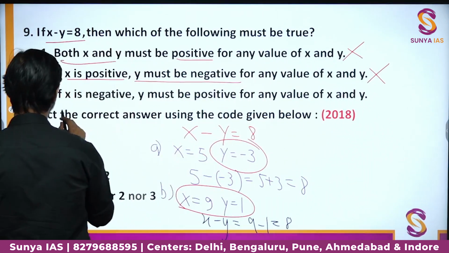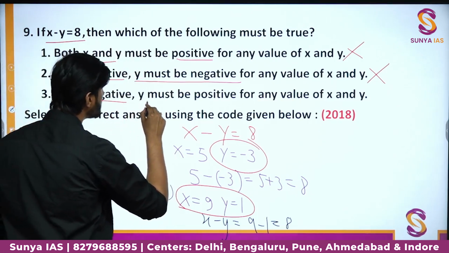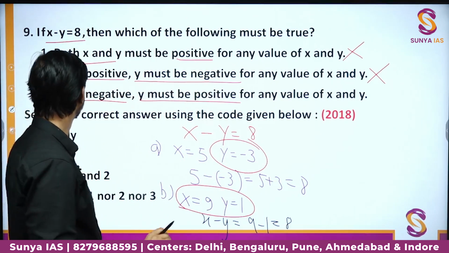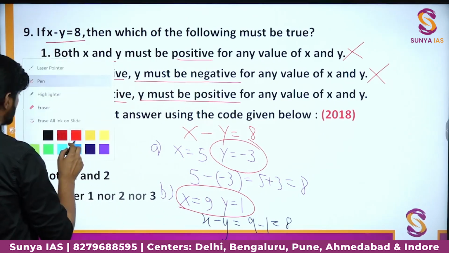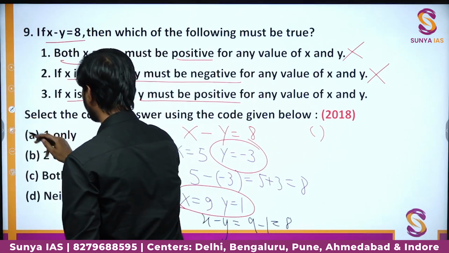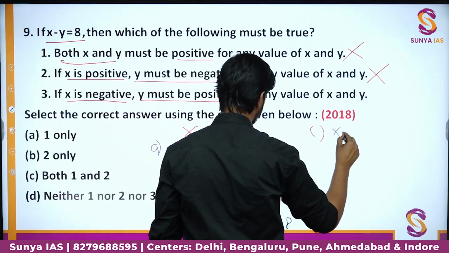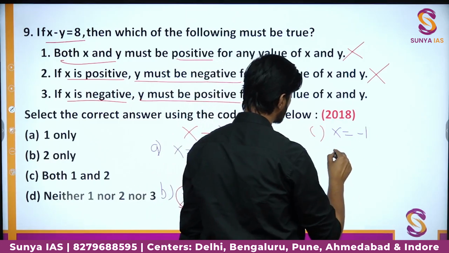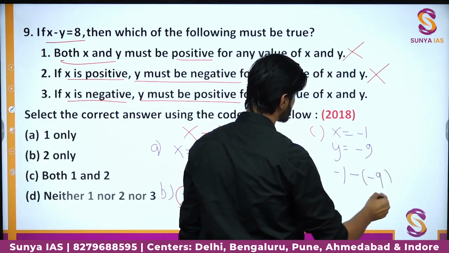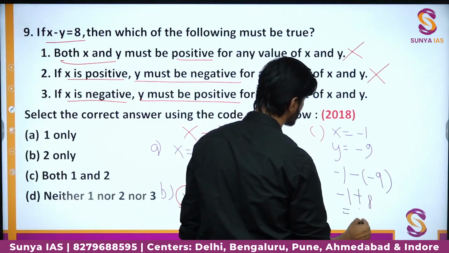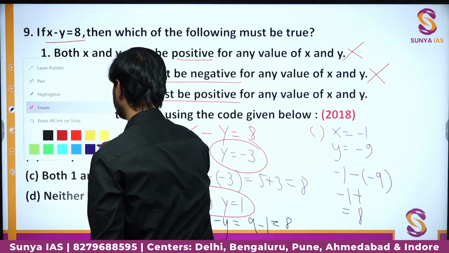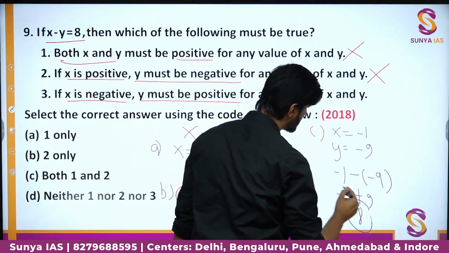Now, we have the third option which says if x is negative, y must be positive. Okay. So, let us take any negative value of x. If we take, let us say x is equal to minus 1, and again we take y is equal to minus 9. When we do x minus y, that is minus 1 minus minus 9, it becomes minus 1 plus 9, and the sum becomes out to be 8.